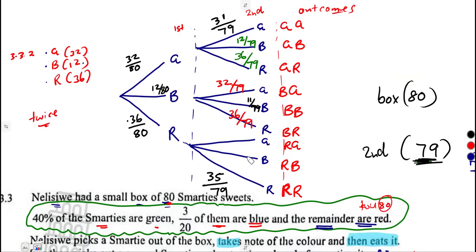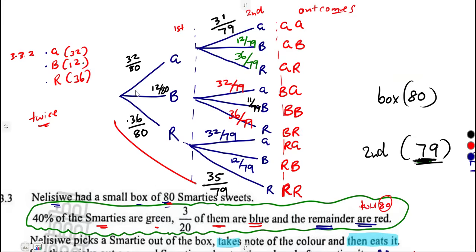Meaning to say, the blue remains as it was. How many were there? 12. So it is 12 out of 79. The green as it was before, 32, but out of what? Out of 79. So that is without replacement.